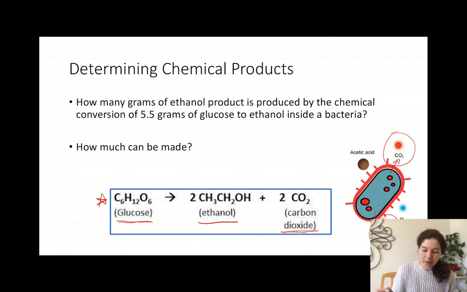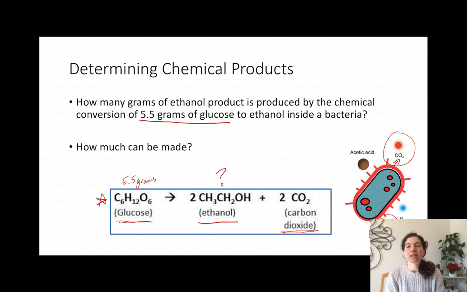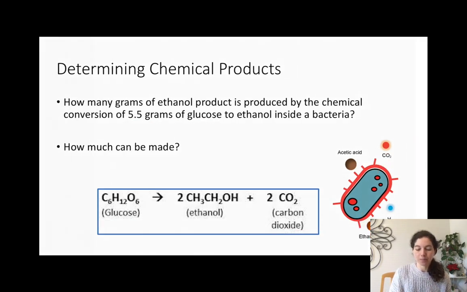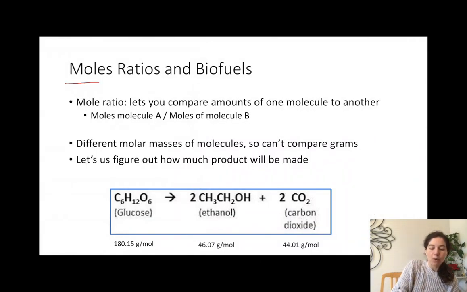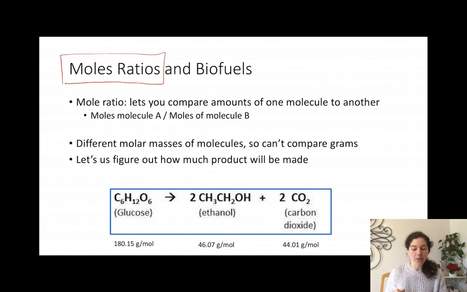So if we start with 5.5 grams of glucose, if we put 5.5 grams and we feed it to this bacteria, how much ethanol can be made? Ethanol is a biofuel that we do use, and this is how we make it, through bacterial conversion. So maybe we want to produce a certain amount of fuel, and we need to know how much glucose we have to start with in order to get to this. So we need certain information in order to do this conversion. So we're going to use what's called a mole ratio to figure this out.